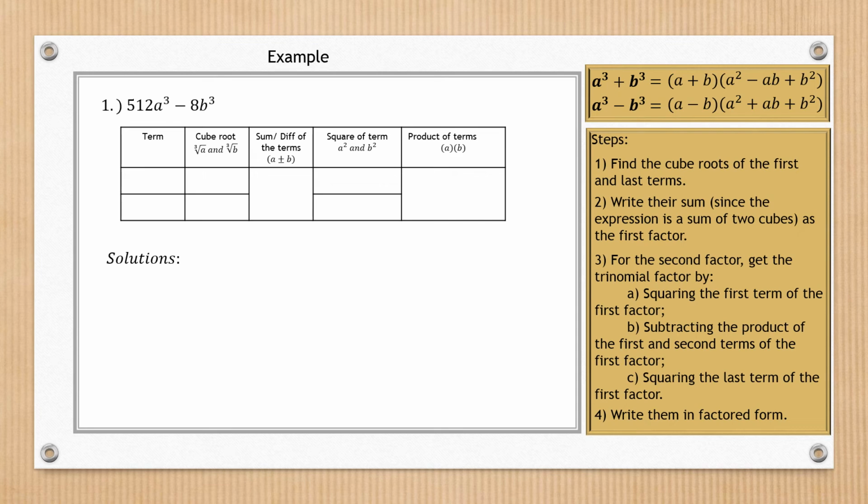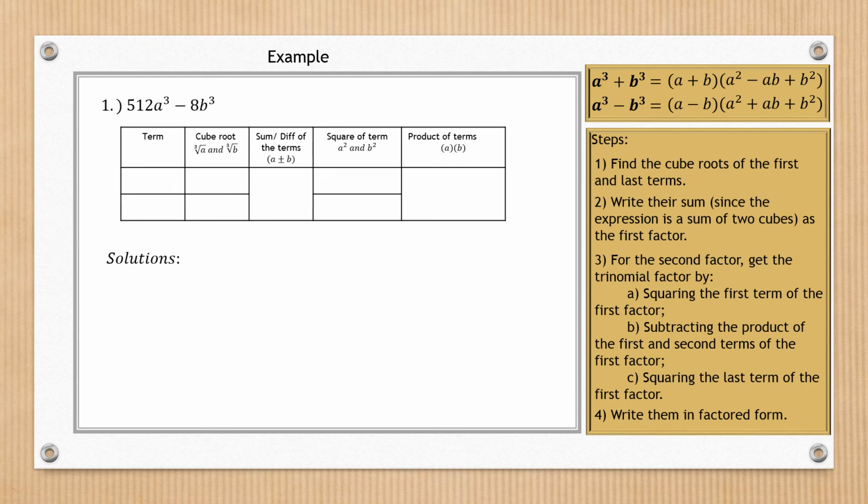So 512a cube minus 8b cube. Again, first thing you have to do, don't go straight to concluding just because there is an a cube; it must be a perfect cube. So make sure that 512 is a perfect cube and 8 is a perfect cube. Okay? So evaluate that, class. Since we know that 512 is a perfect cube and 8 is a perfect cube, look at what it is, sum or difference.